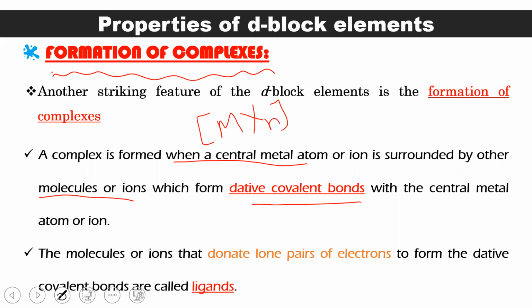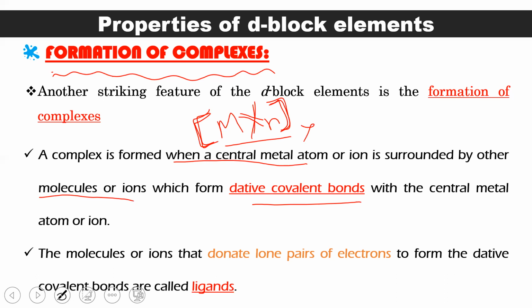So this is the typical structure for a complex. The complex is indicated with the bracket. Within the bracket, the metal ion is present as well as the ligands, here indicated with the X. So the X, the ions or molecules, are surrounded around the metal ion. So this is known as the complex.